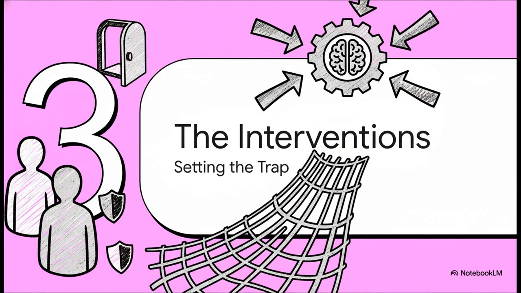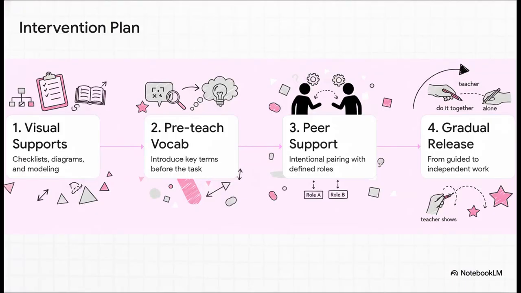So, with our three suspects all lined up, it was time to set a trap to see which one was the real culprit. The instructor came up with this brilliant 4-part intervention plan designed to tackle all three potential barriers at the same time. Let's see how they did it.